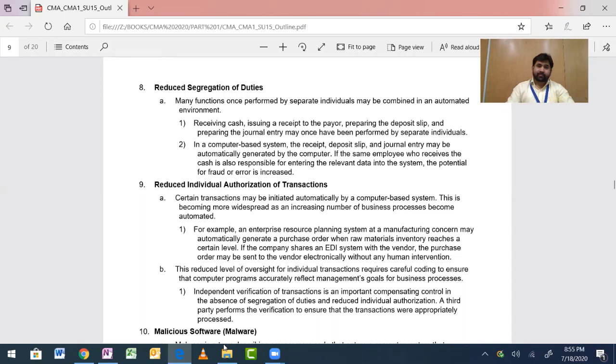Fine. If the same employee who receives the cash is also responsible for entering the relevant data in the system, the potential for fraud or error is increased. So basically, if the person who is receiving the cash and the person who is doing the entry are the same, then there is a chance of fraud. Fine. If someone else is receiving the cash, informing you, and you are doing the data entry, that is the only segregation we can have in a computer based system.